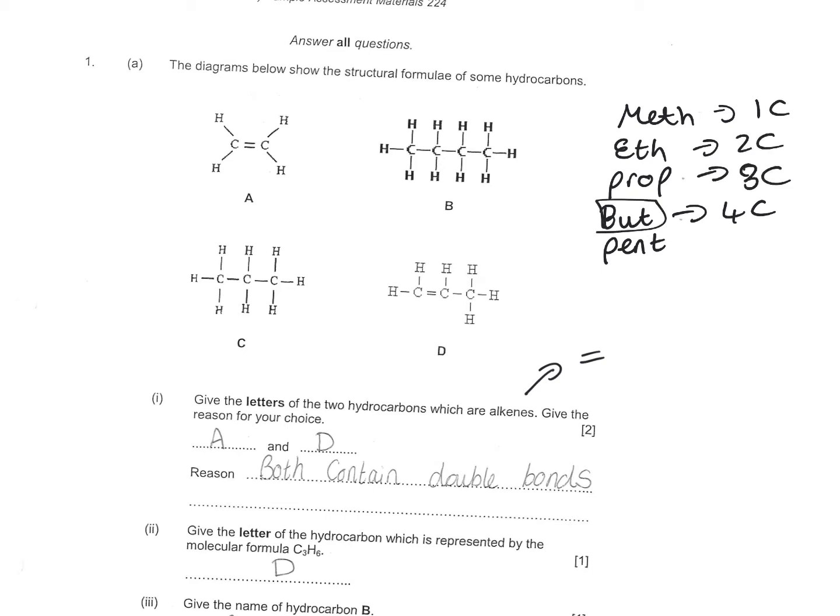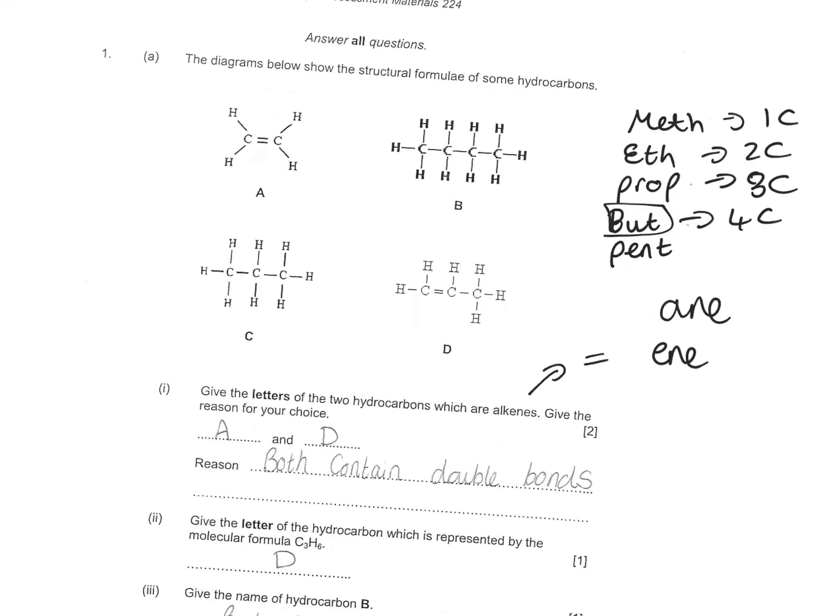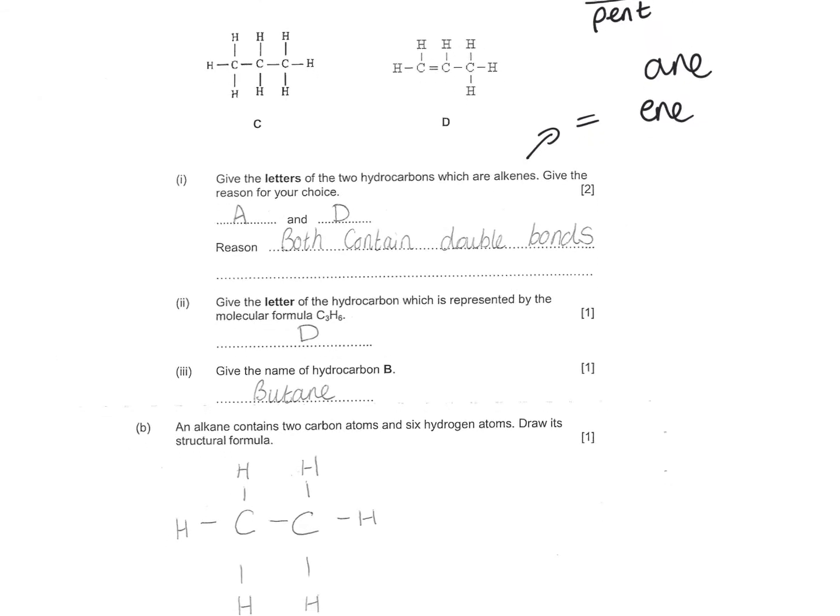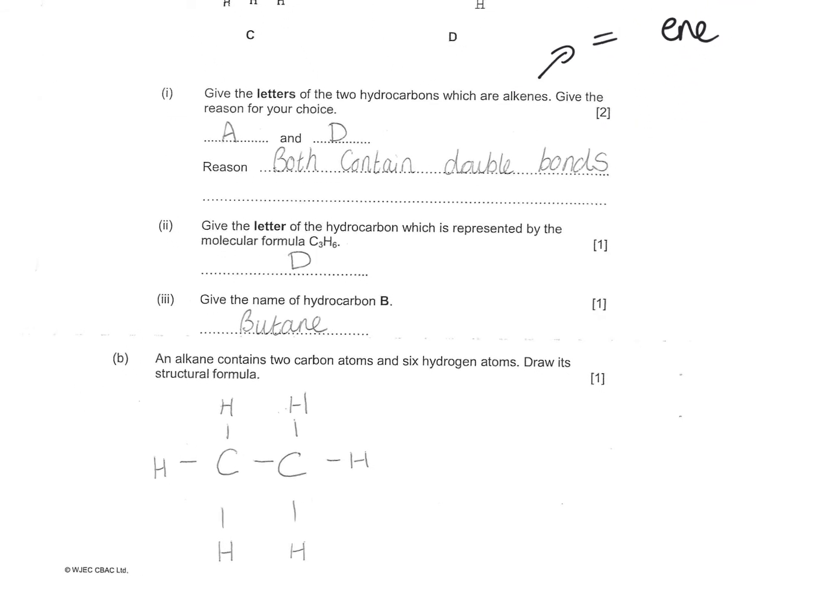Butane, no double bond, so it ends in ANE. If it has a double bond, it ends in ENE. An alkene contains 2 carbons and 6 hydrogens. Draw its structural formula. Remember, carbon has 4 bonds, so you can work out where you're going to have a double bond or not based on how many bonds are coming off the carbons with the 6 hydrogens.